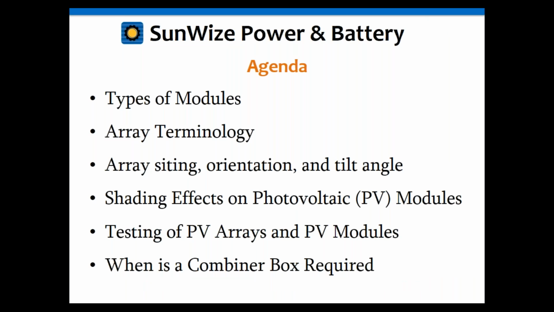Okay, so let's get started with today's agenda. We're going to cover a lot of material today. We're going to start with the types of solar modules. We're going to go into array terminology a little bit, because that'll help when we start talking about the different parts of the module. It's helpful to understand how that's defined. Talk a little bit about array siting, orientation, and tilt angle. We talk about shading effects of solar modules. We talk about testing of the modules and the array. We may not cover that in depth. We may not have time for that. We'll see.